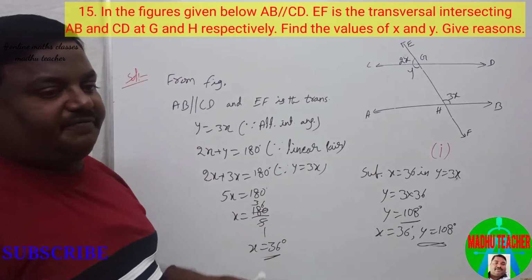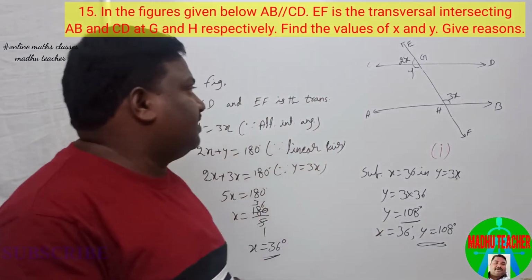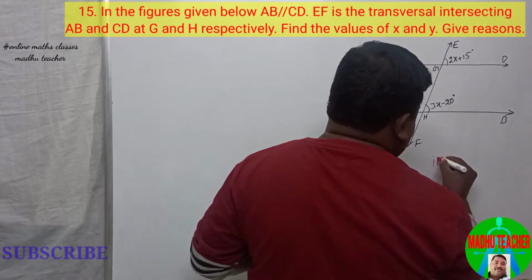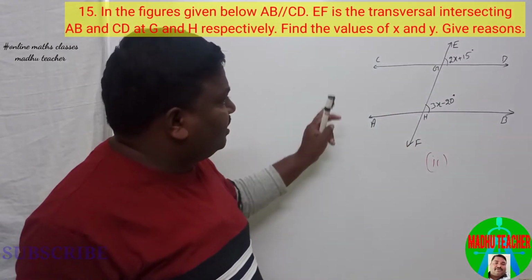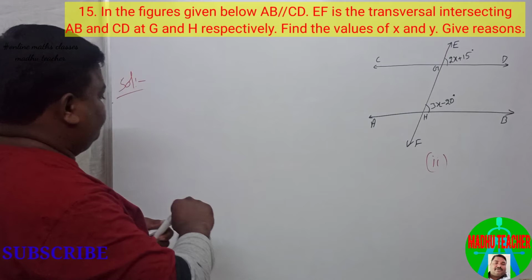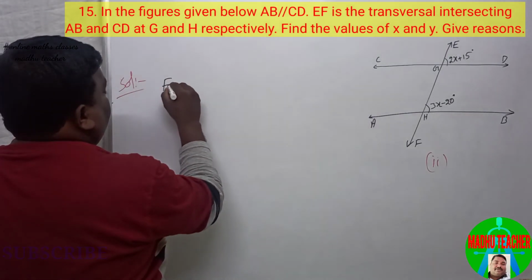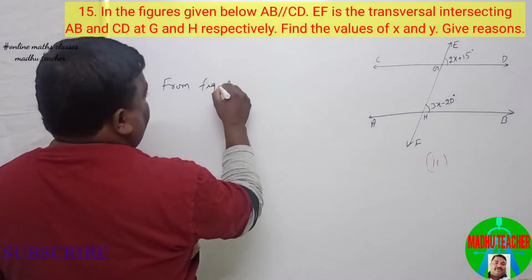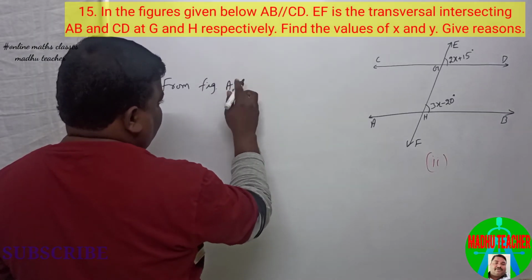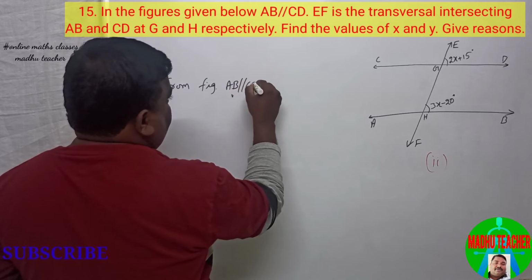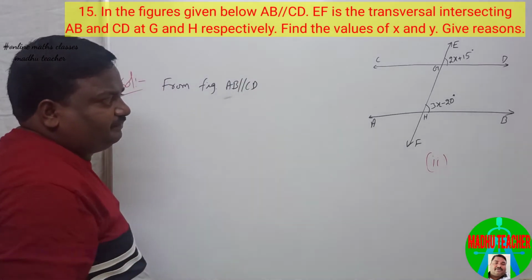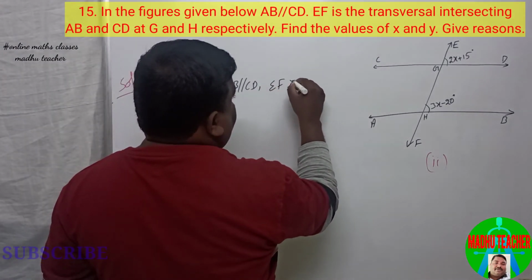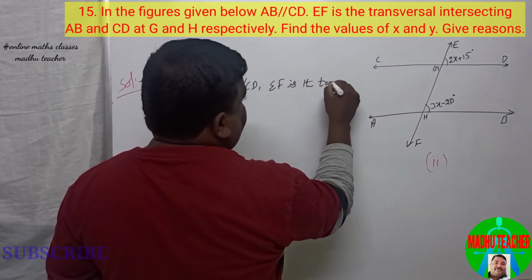The same problem, 15. The second figure is the same: AB parallel to CD, from the figure, and EF is the transversal.